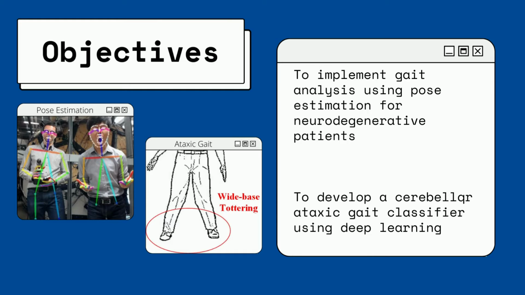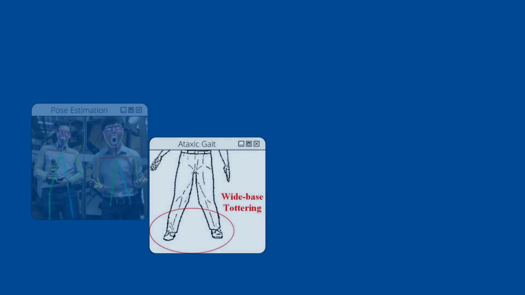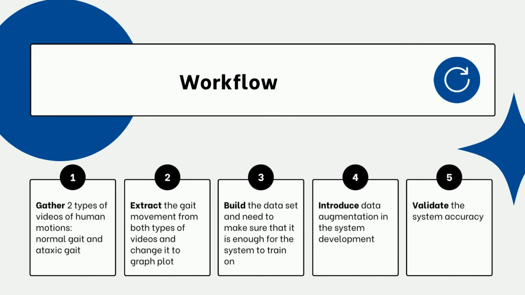As someone from an engineering background, I can help the doctors assess their diagnosis by developing a smart diagnostic classifier for cerebral ataxia based on human gait analysis. In order to build this tool, I need to gather two types of videos of human motions, which are the normal human motions and the cerebral ataxic patients' motions. I can then extract the gait movement from both types of videos and change it to graph plots.